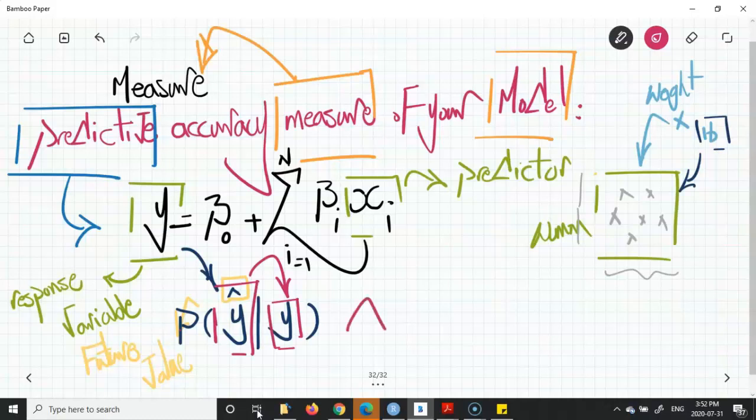We are going to associate something with these kinds of statements. We call that a kind of predictive accuracy measure. We are going to assign something to this as a kind of predictive accuracy measure.